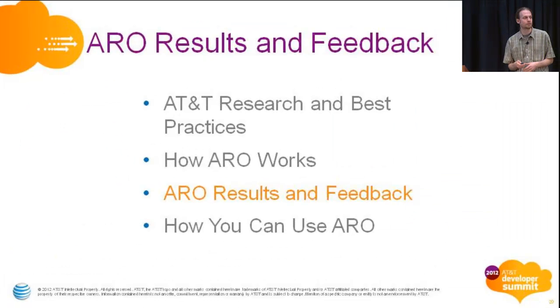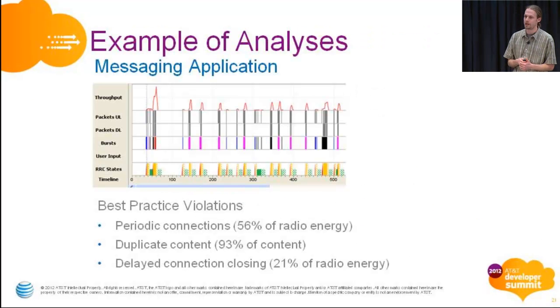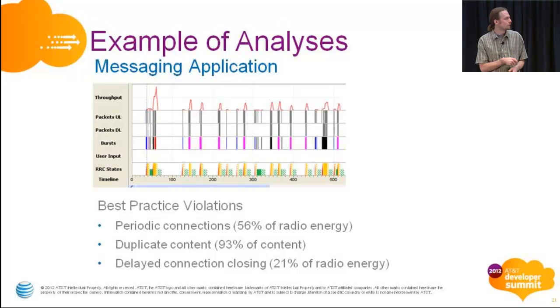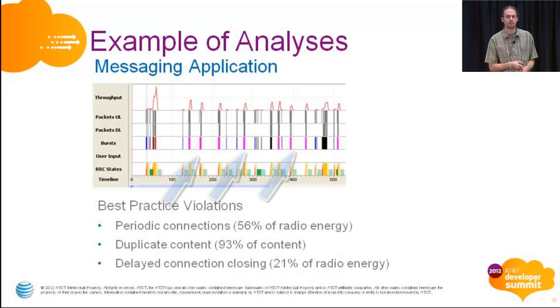So here's some feedback and some results that we've gotten from developers. This is a messaging application we were looking at. And if we look, this is the trace from it. And you can see it's a very network-heavy application. When we measure the bursts, the color coding describes different types of bursts. And you can see there's a lot of pink bursts in there.